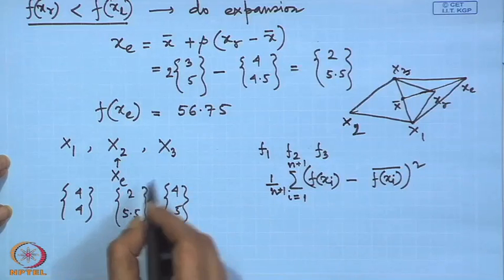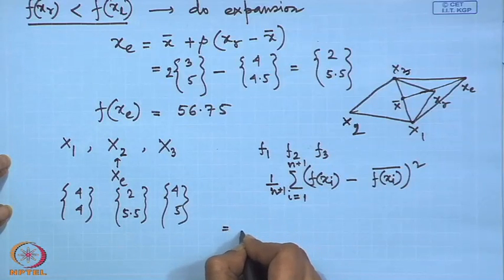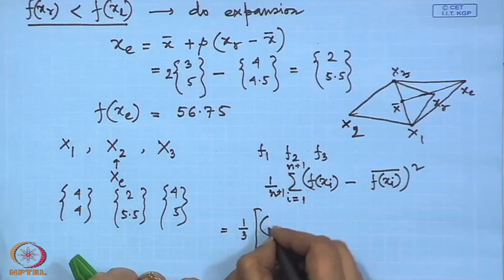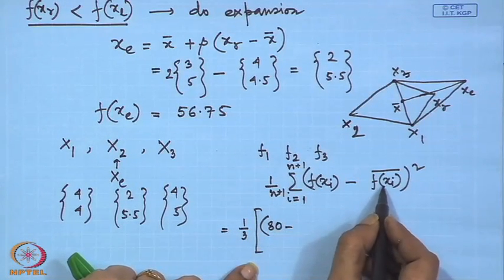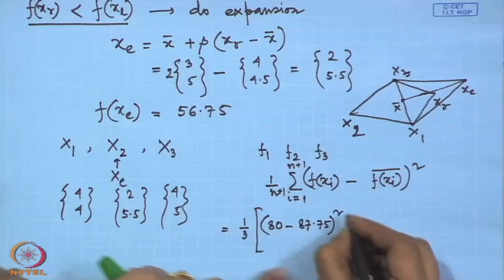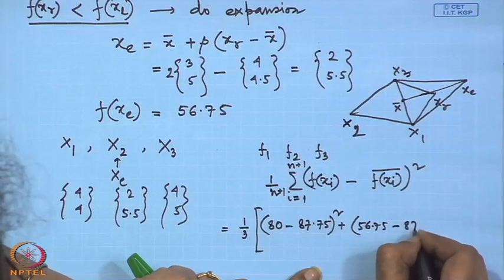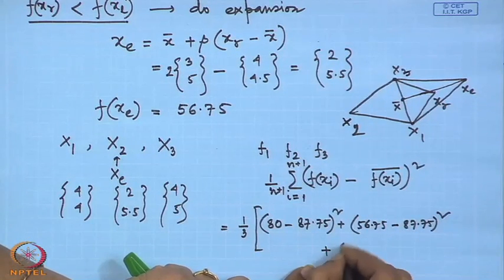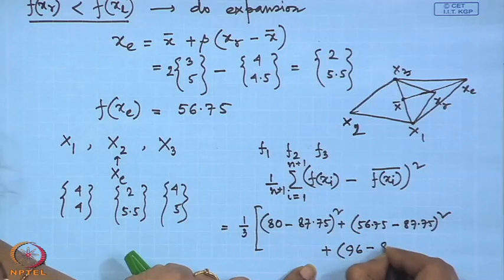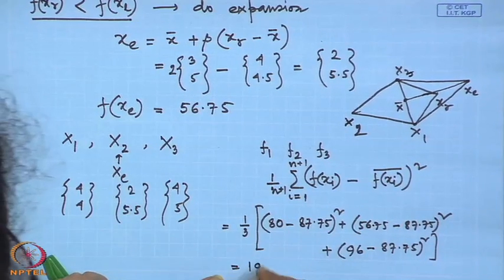If I just do it for this one, we are having all the functional values with us, we can calculate like this: 1 by 3, and here the first functional value fx1 was 80, and the mean of all functional values f1, f2, f3 we can get as 87.75, this square, plus the x2 functional value 56.75 minus 87.75 whole square, plus the functional value at x3 that we just got as 96, 96 minus the mean of all these functional values, square, and this value is coming as 19.06.